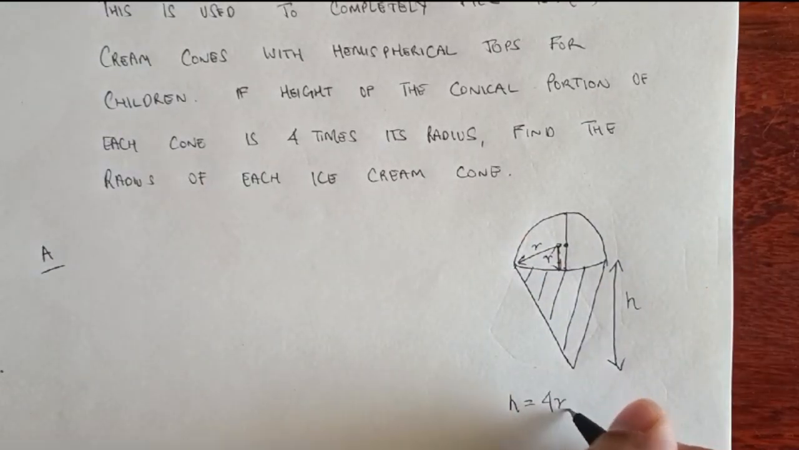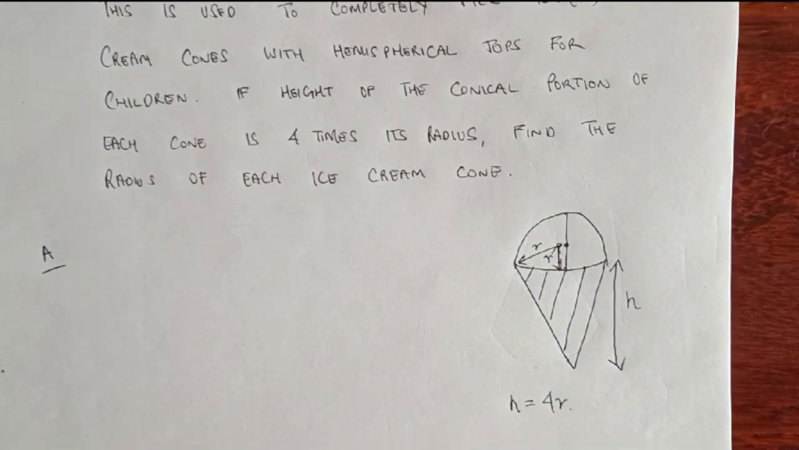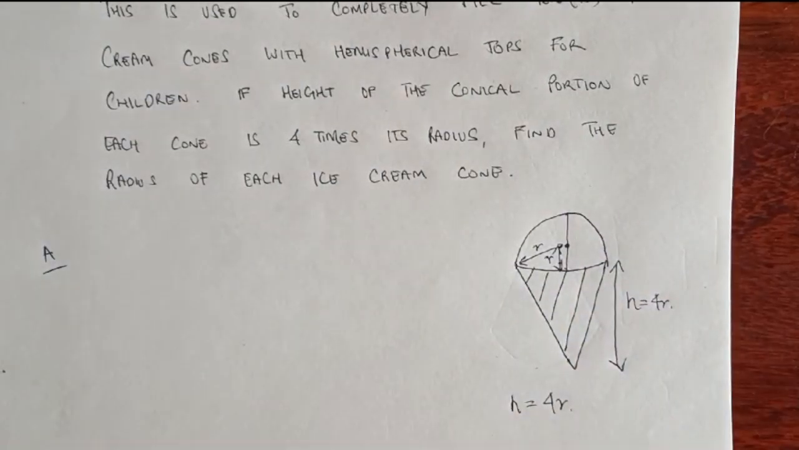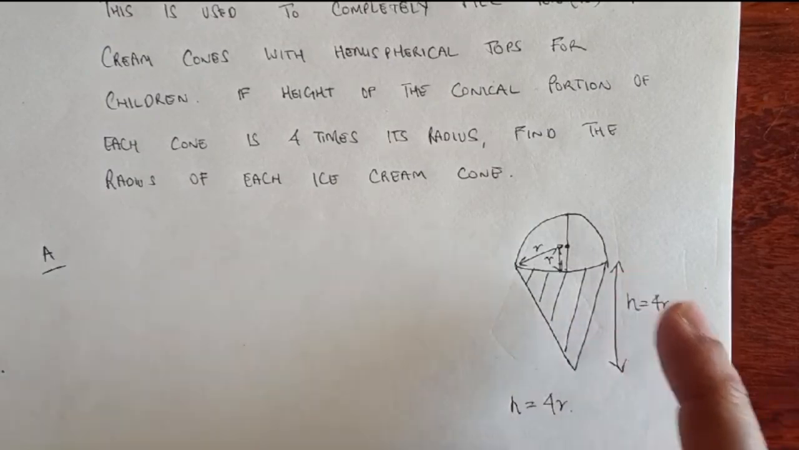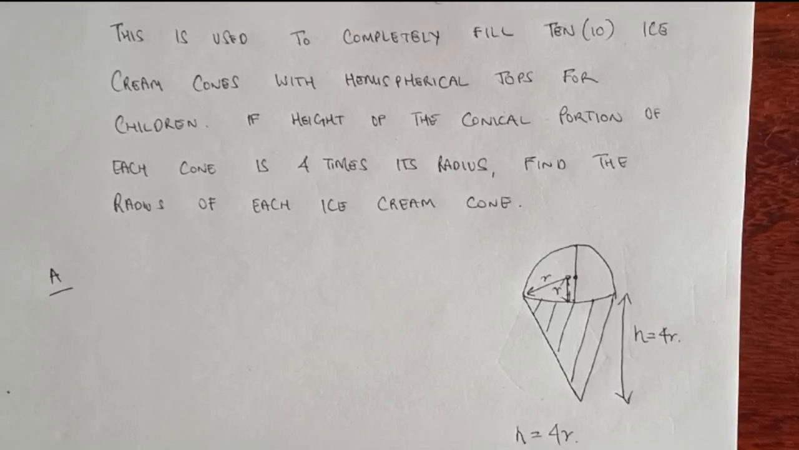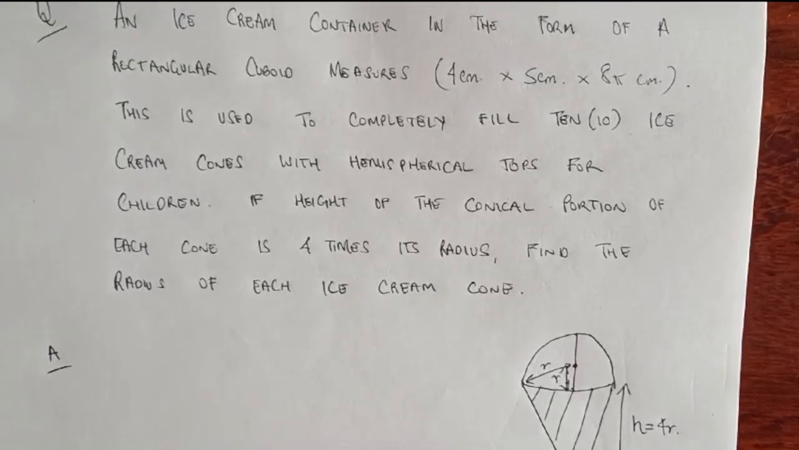We'll just write it here, right? So you can just convert this to h is equal to 4r here. So in our problem, when we solve this, instead of writing h as the height, we will just write 4r as the height, okay?